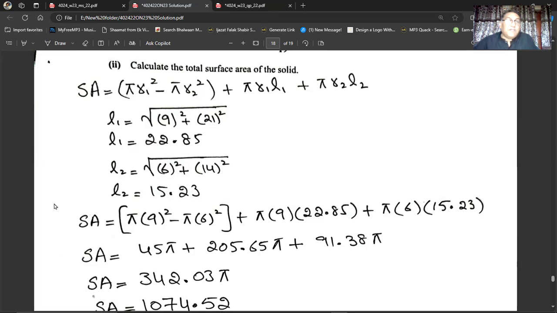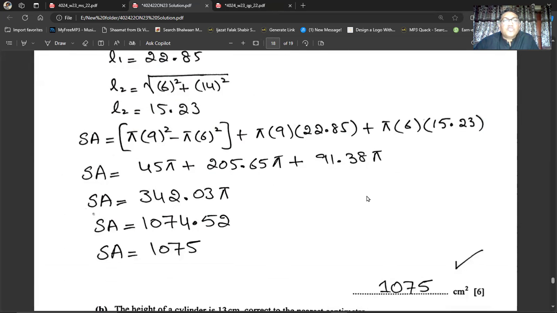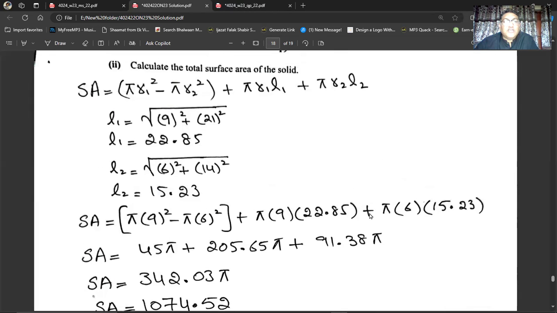So then I will use this formula. This is the ring on the top. This is the external curved surface, which is the larger cone's curved surface. And this is the area, the inner surface of the cone. And that is basically the curved surface of the smaller cone. So simply substitute those values.